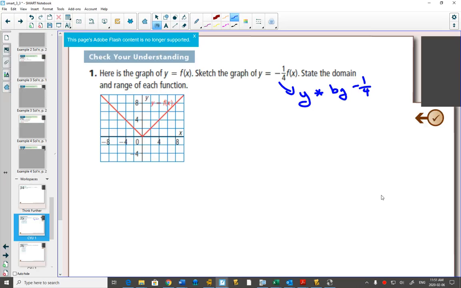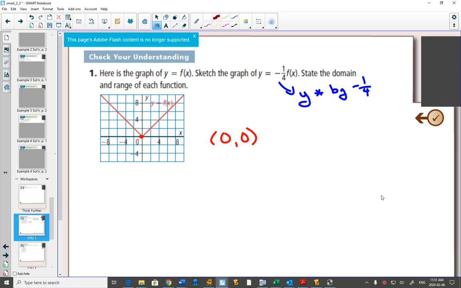So for showing our work, we're going to have to take some strategic points from our first graph and see where they go. Most importantly, we're going to have to figure out what happens to 0, 0, because that's sort of like the vertex of this absolute value. That's a very important point.